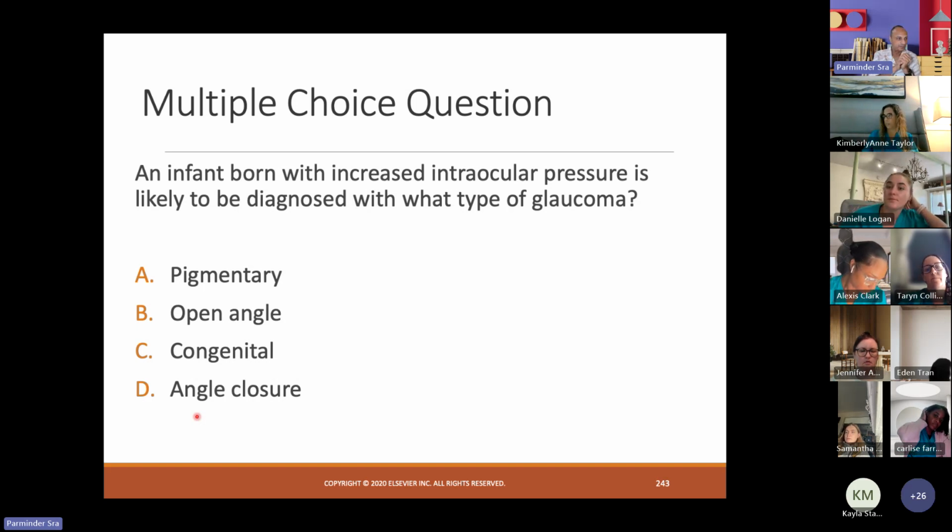All right, everybody, C. Yes, yes, yes. C is the correct choice. Congenital. Yes.